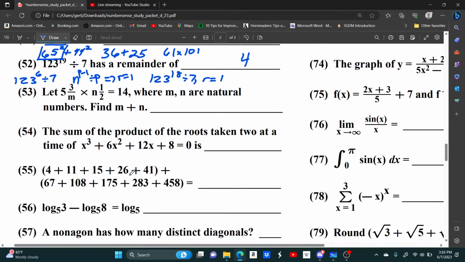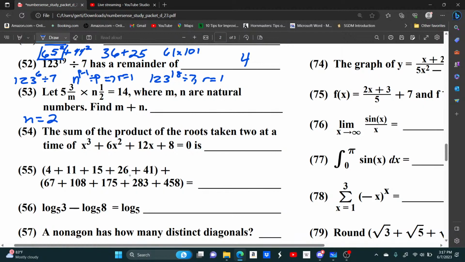Okay, 53. This is one that gives people a lot of trouble sometimes. Let 5 and 3 over m times n and 1/2 equal 14, where m and n are natural numbers. Find m plus n. Well, the first thing you have to do is estimate what n is going to be. If n was 3, then you would already have 5 times 3 is 15, which is more than 14. And so we're going to make an educated guess that n is equal to 2.